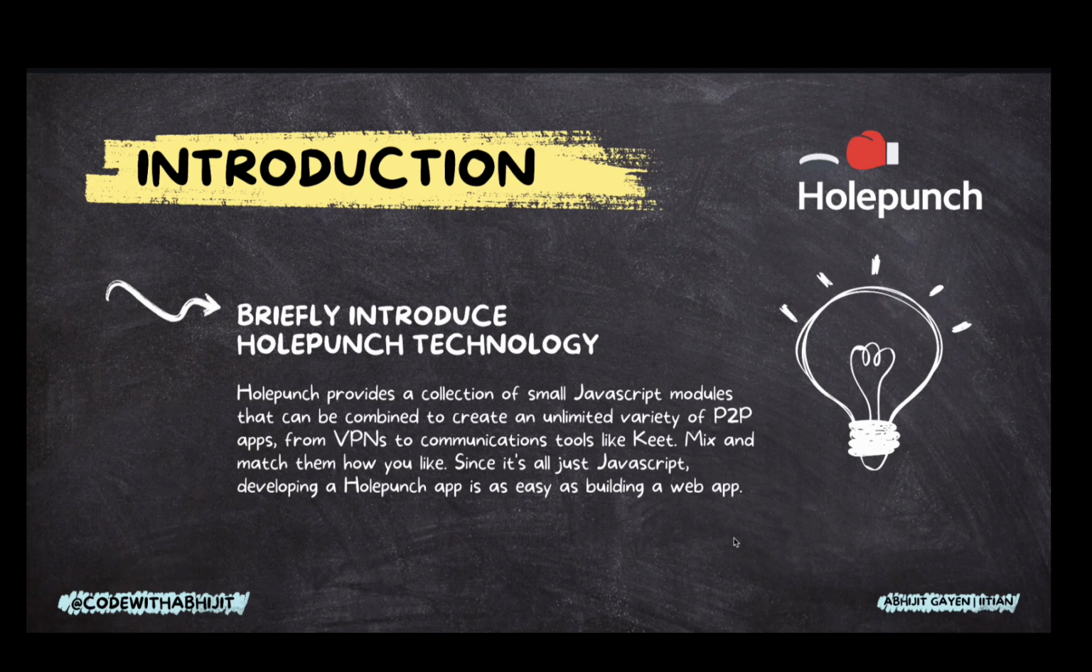One interesting thing in Keet is that if you upload a 1 GB to 1 TB file, it does not upload first and then send to your friend. When you click on upload, without uploading, it will start receiving on your friend's side. So that's the nice thing in Keet, and behind it is the Holepunch technology.